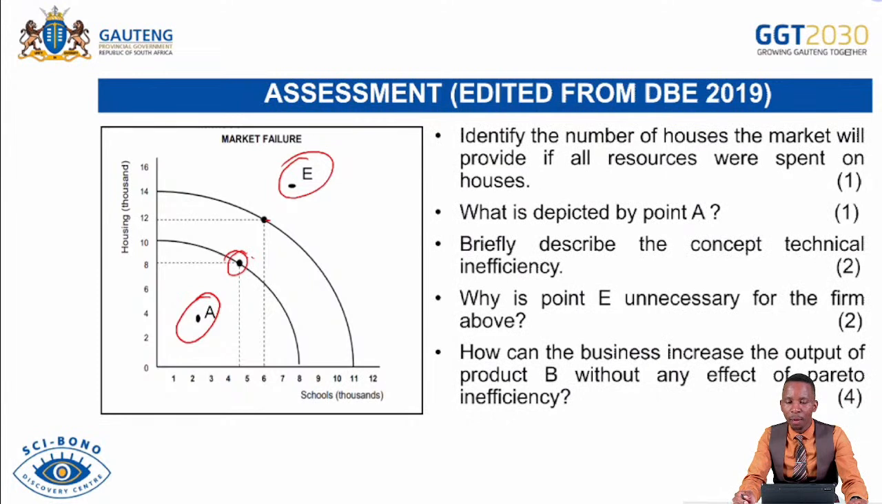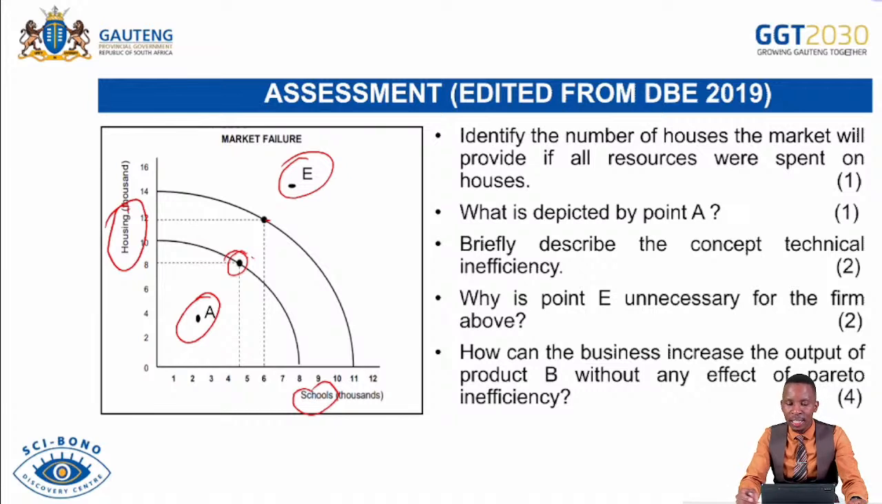Then identify the number of houses the market will provide if all resources were spent on houses. So remember, we look here on our vertical, we have housing, horizontal, we have schools. And then the second question, what is depicted by point A? And then briefly describe the concept technical inefficiency.